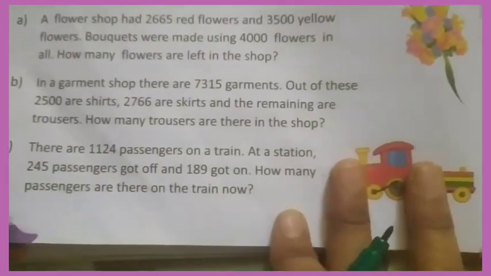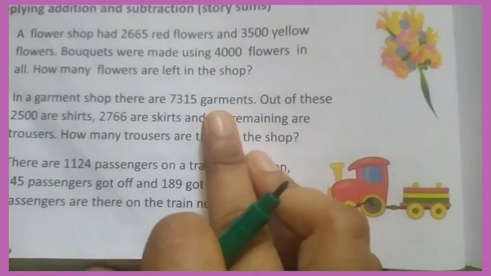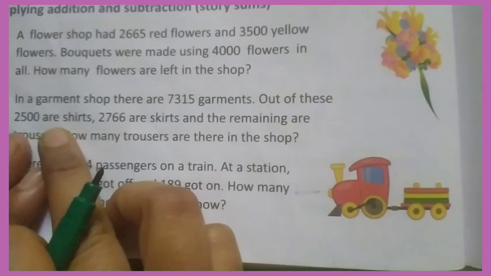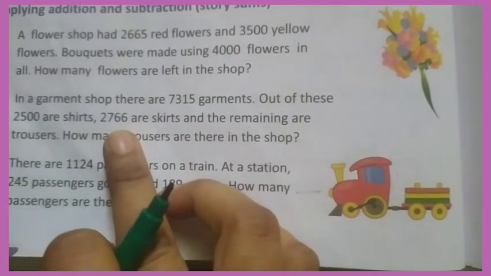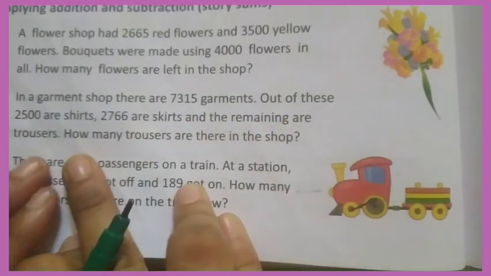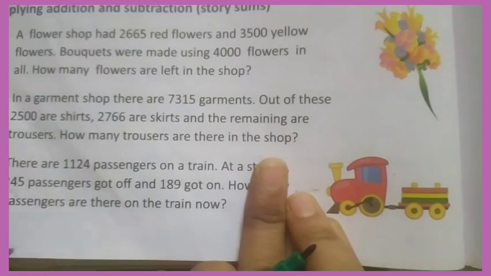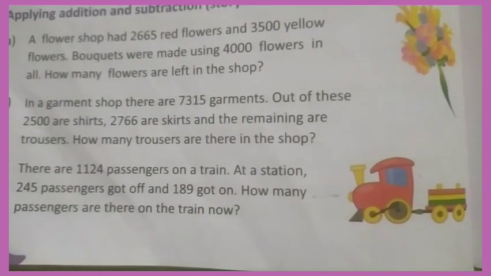Okay, now look at B question. In a garment shop there are 7315 garments. Out of these, 2500 are shirts, 2766 are skirts, and the remaining are trousers. How many trousers are there in the shop? Okay, now look at B answer.